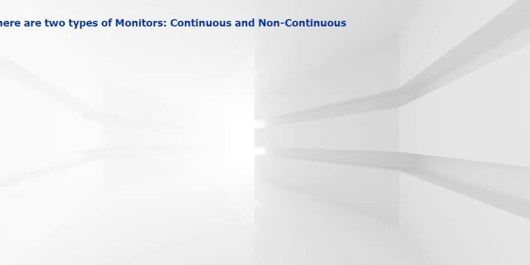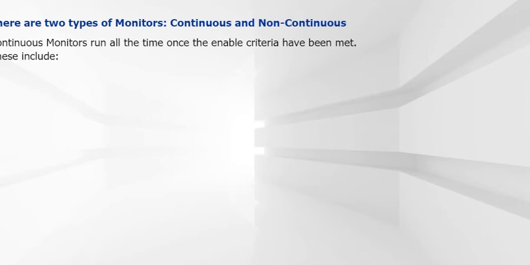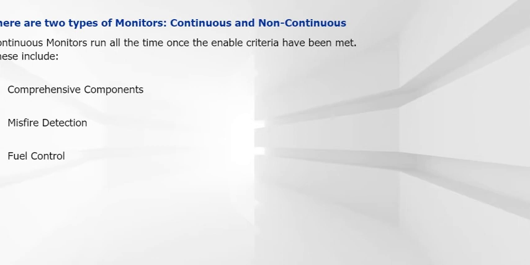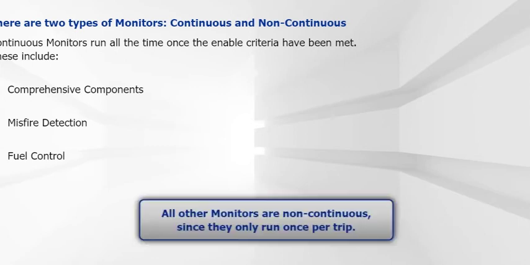Monitors are classified as being continuous or non-continuous. As the name suggests, continuous monitors run all the time once a specific set of conditions have been met. There are 3 continuous monitors, including comprehensive components, misfire detection, and fuel control. The remaining monitors are non-continuous since they only run once per trip. This means that after the necessary conditions have been met and the PCM runs the test, the monitor will not run again until the appropriate conditions have been met on the next trip.